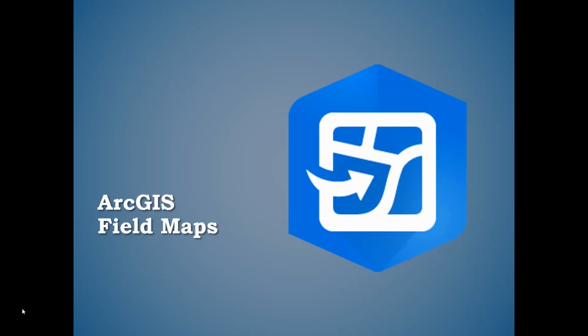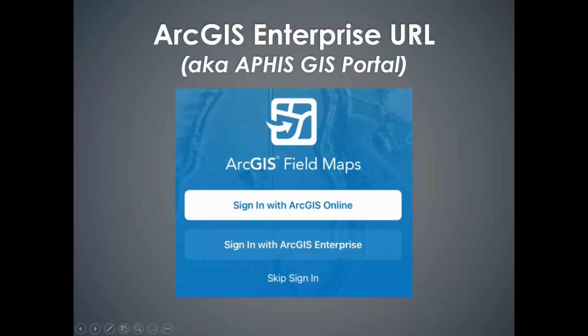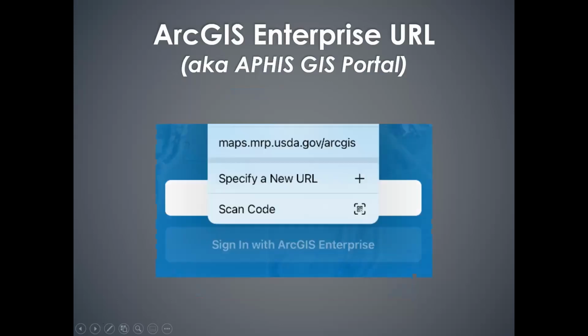When you first open Field Maps, it looks like this. In fact, it exactly looks like this. So you have these options to sign in, either with ArcGIS Online or Enterprise or skip sign in. And here in the federal government, our secured option is ArcGIS Enterprise. So we're always going to tap this ArcGIS Enterprise option to sign in. And then we get something that looks like this.